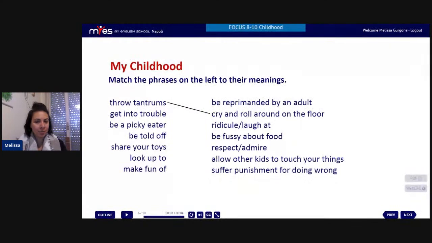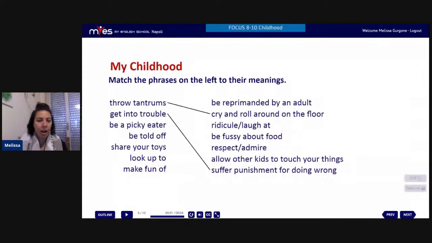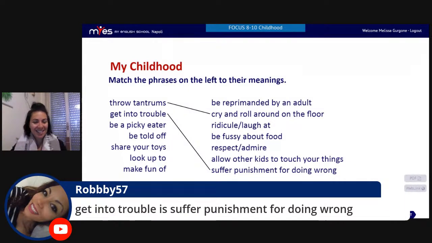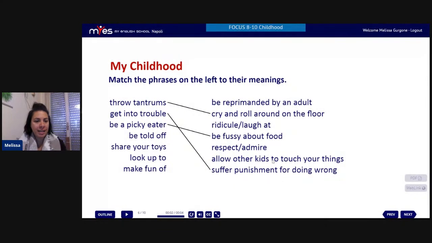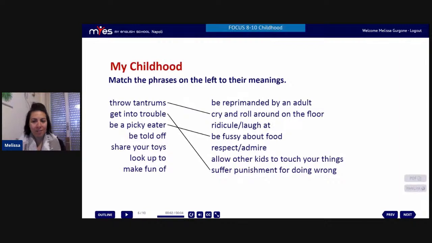To get into trouble. Okay, to get into trouble is when you are punished for doing something wrong. Thank you, Robbie. Correct. You can say, oh, I got into trouble yesterday because I hit my brother or something. That means that you were punished for hitting your brother, for the bad thing that you did. I got into trouble. To get into trouble.